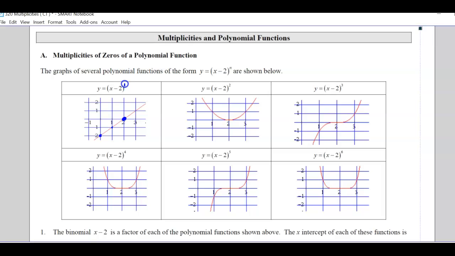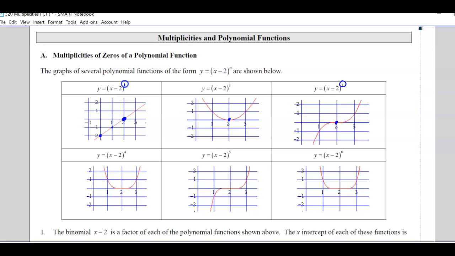Next one, the exponent is 2, x-intercept of 2, or zero of 2, but look at the shape. Now it's a parabola, right? We've learned about quadratic functions. It's U-shape. Next one, it's an exponent of 3.